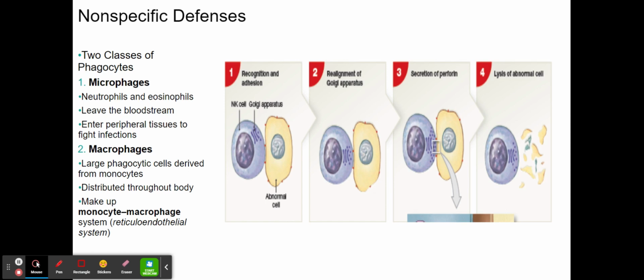The human body has 2 general classes of phagocytotic cells: microphages and macrophages. Microphages are the neutrophils and the eosinophils that normally circulate in the blood. These phagocytotic cells leave the bloodstream and enter peripheral tissues that have been subjected to injury or infection. Eosinophils are less abundant. They target foreign substances or pathogens that have been coated with antibodies.